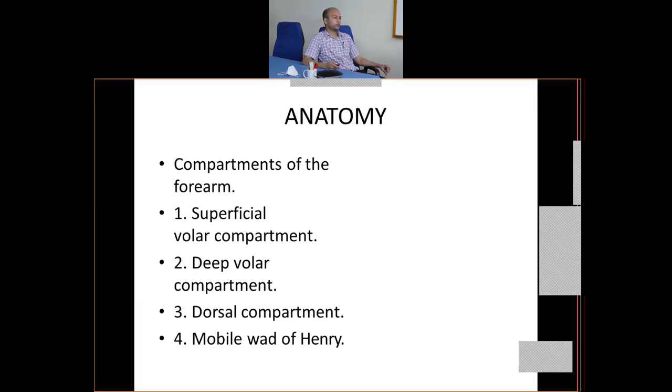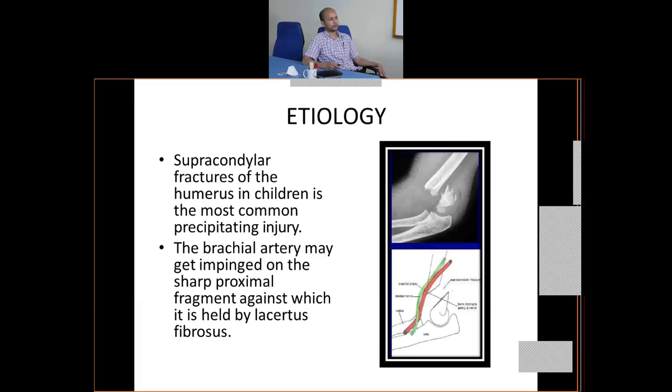Now, what are the compartments of the forearm? Superficial volar compartment, deep volar compartment. These are in the volar aspect, and the other two are not so significant when we talk about the pathology of VIC. Because in VIC, always the volar compartments are involved. Always remember that dorsal compartments are involved, but not usually. The contracture that we see in VIC is because of ischemic necrosis of the muscles of the volar compartment. Two volar compartments, superficial volar and deep volar. In superficial volar, 6 muscles are there. In deep volar, 3 muscles are there.